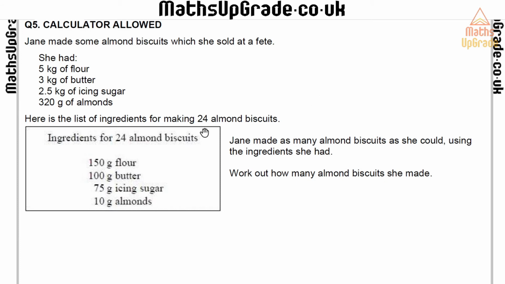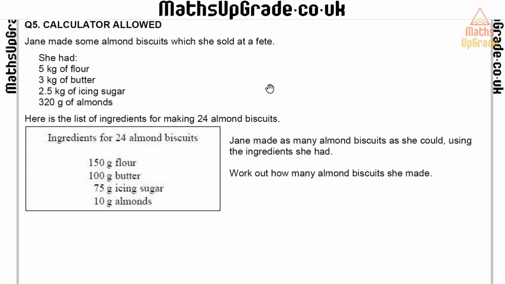Question 5 is very similar to questions 3 and 4. We're given a list of ingredients to make 24 biscuits. We're told that Jane had 5 kilograms of flour, 3 kilograms of butter, 2.5 kilograms of sugar and 320 grams of almonds. We need to work out how many biscuits Jane could make in total. The only difference with this question compared to questions 3 and 4 is that some of these ingredients are in different units. Flour and butter are given in kilograms here, and so is icing sugar, whereas in here they're all given in grams.